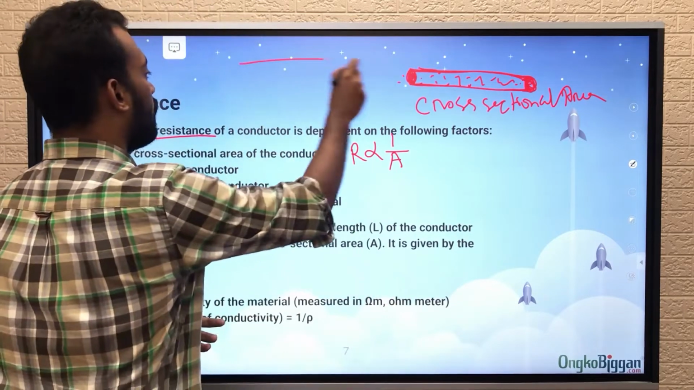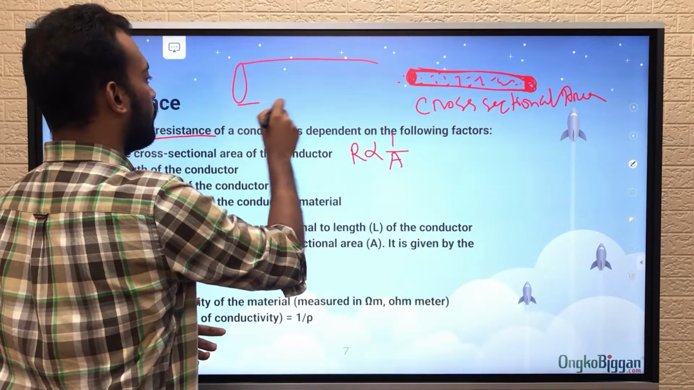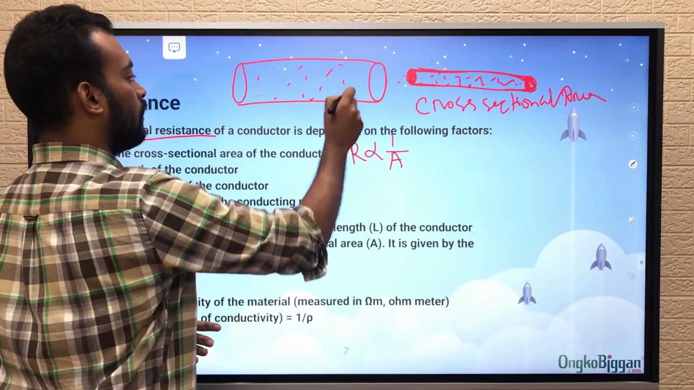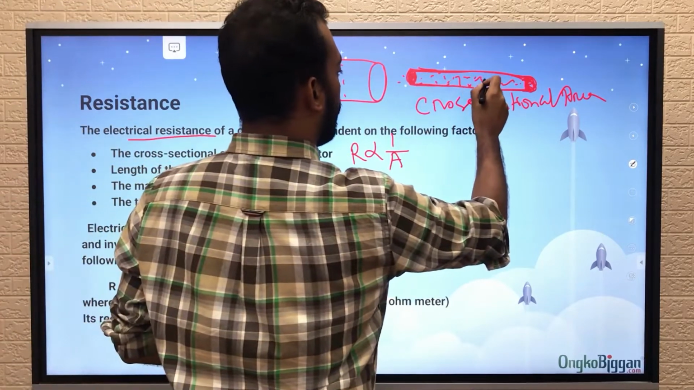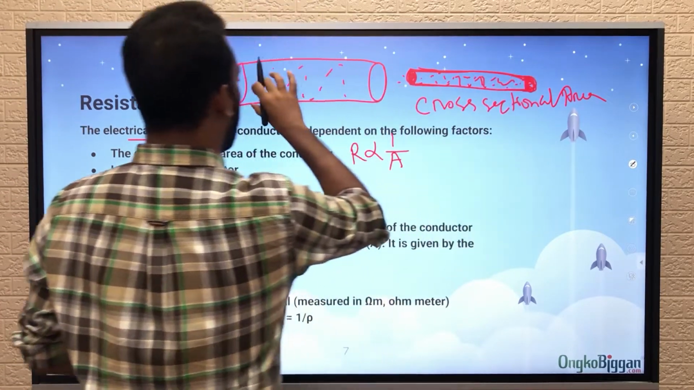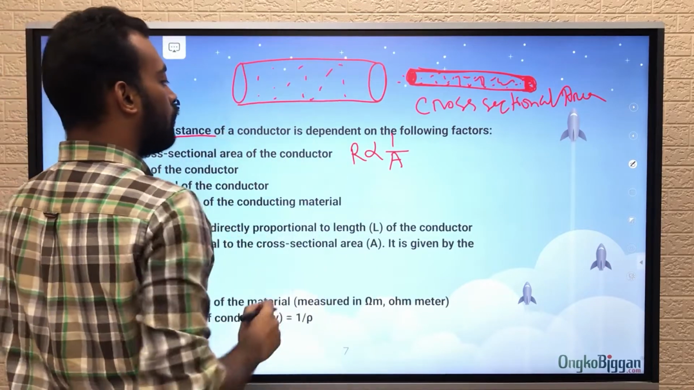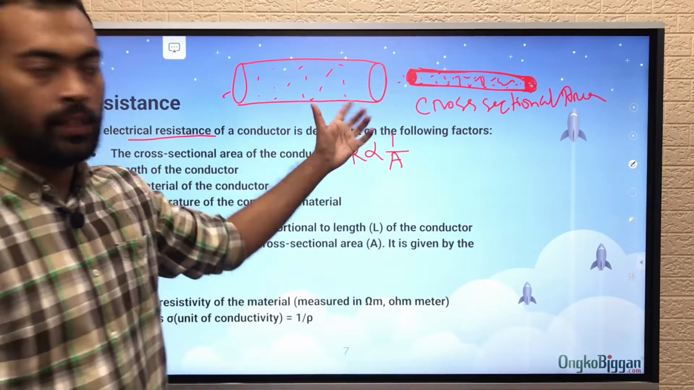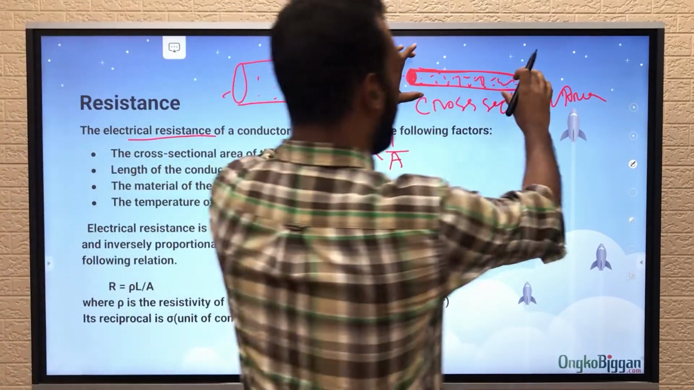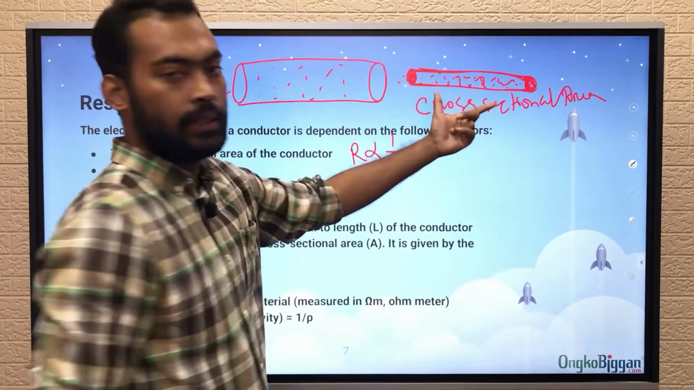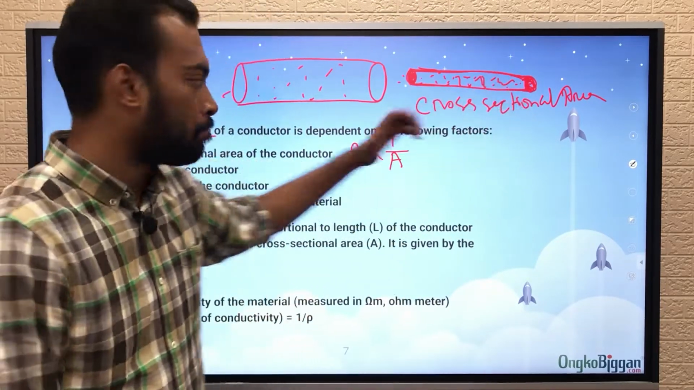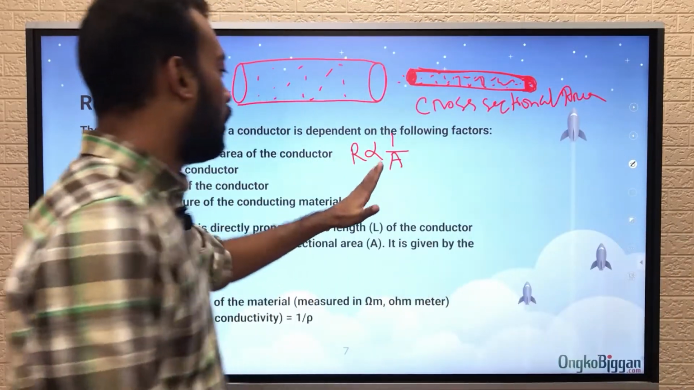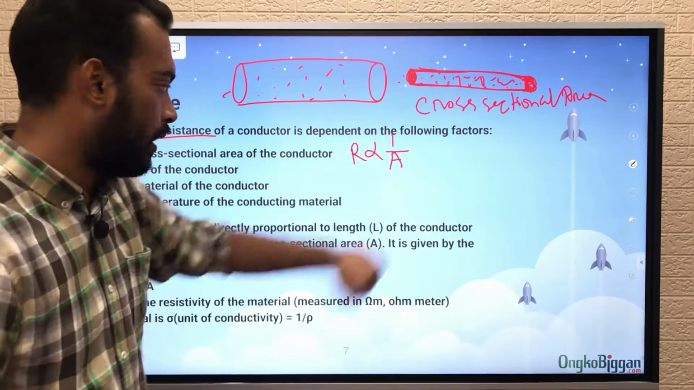But in a bigger area like this, the resistivity will be less compared to this. See here, the resistivity is more, but here the resistivity is less. So when you increase this cross-sectional area, the resistivity decreases. But when this cross-sectional area is less, the resistivity is increased. So R is inversely proportional to the cross-sectional area.